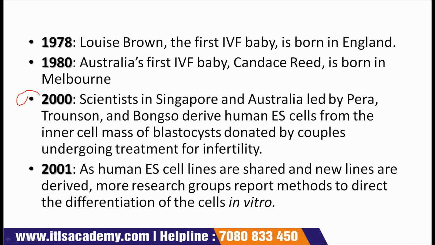In 2000, scientists in Singapore and Australia, led by Pera, Trounson and Bongso, derived human embryonic stem cells from the inner cell mass of blastocysts donated by couples undergoing treatment for infertility.